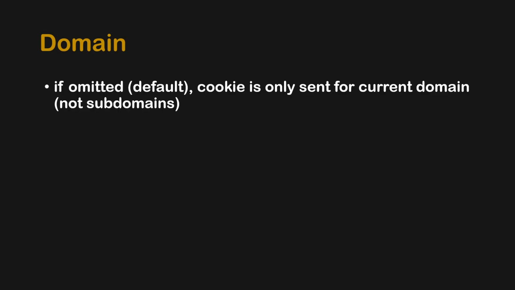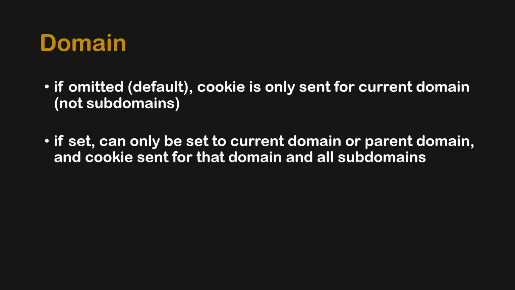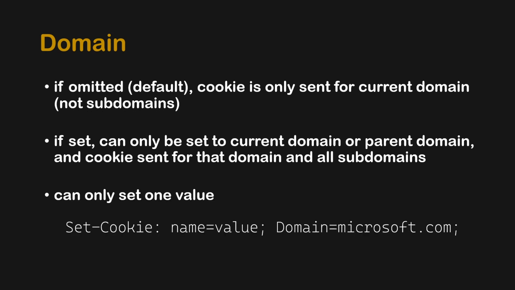While the expires and max age properties controlled how long a cookie was valid for, the next couple properties control when the client will send the cookie. The first of them is domain. If you omit this, which is the default, then the cookie can only be sent for the same domain that it was set on. It won't be sent for any subdomains of that same domain. You can set this property, though, to the current domain or any parent domain, and if you do that, then the client will send the cookie for the domain you set and all subdomains. Meaning, if you set this, for example, for Microsoft.com, this cookie would be sent for learn.microsoft.com and Microsoft.com. You can only set this value to a single value, so you can't set a cookie to be valid for more than one domain.